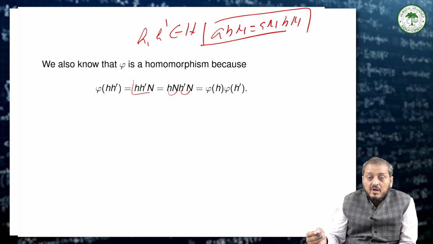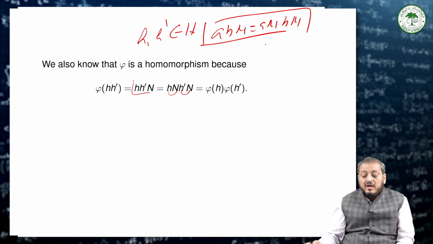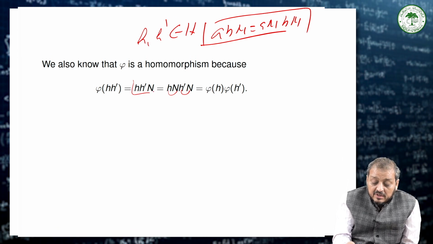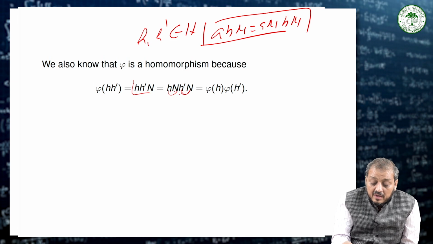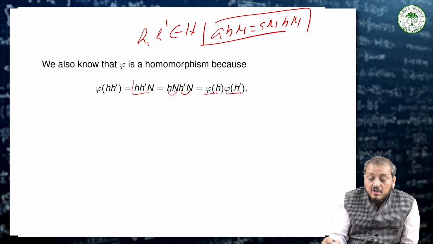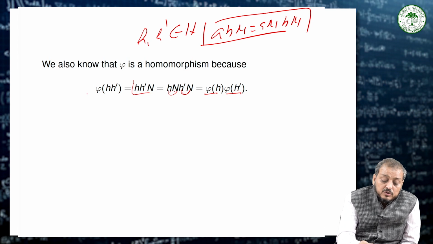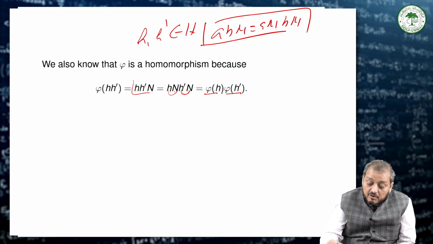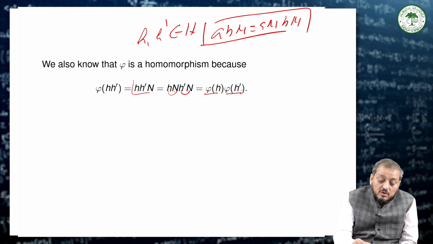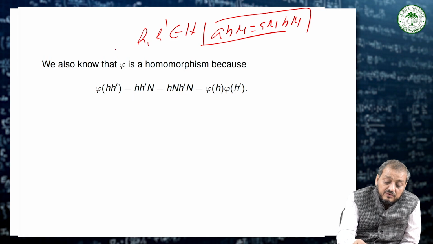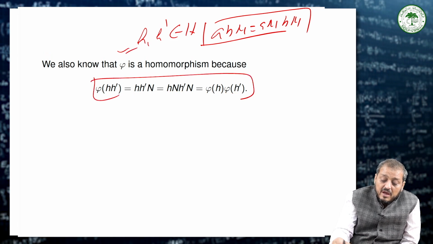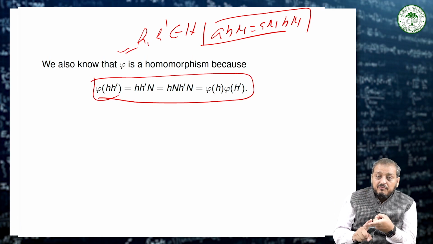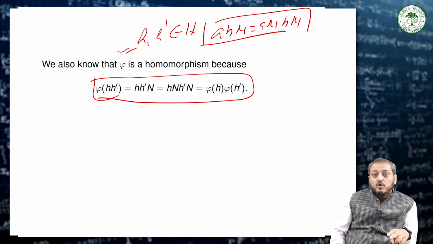In the quotient group, the binary composition is defined as aN bN is equal to abN. So by this property, this can be written as hN and h'N, and now hN is equal to phi of h, and h'N is equal to phi of h'. So we have to show that phi of hh' is the same as phi of h and phi of h'. So by this we can show that phi is also a homomorphism, and then we show that phi is onto and a homomorphism, so phi is an onto homomorphism.